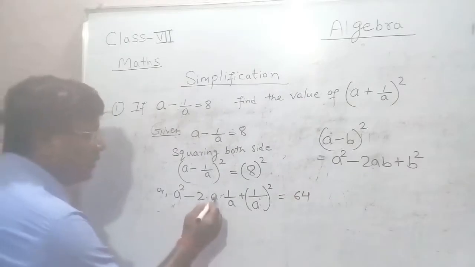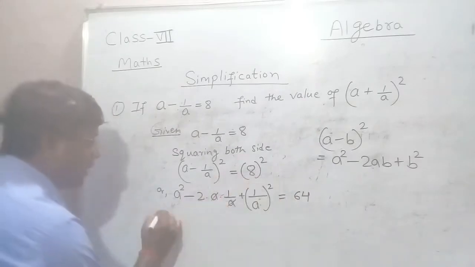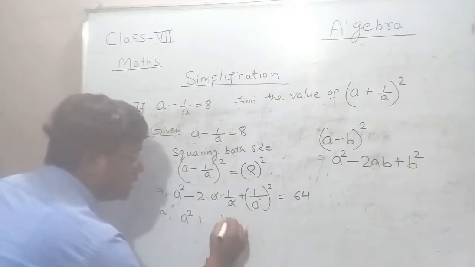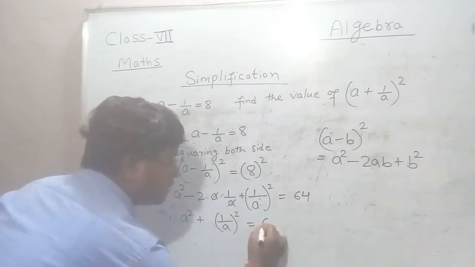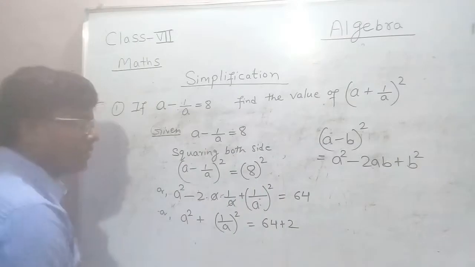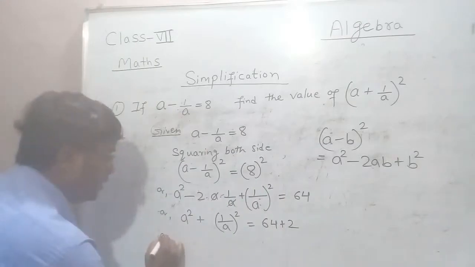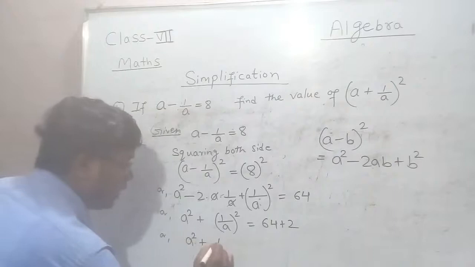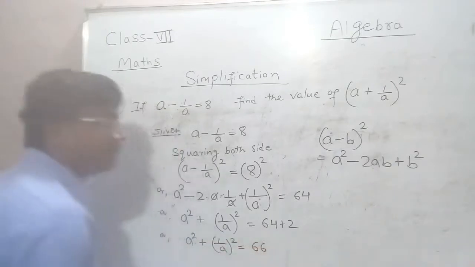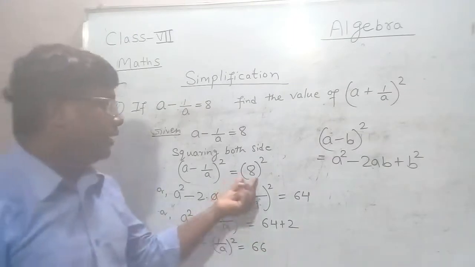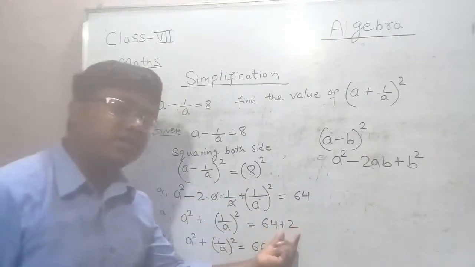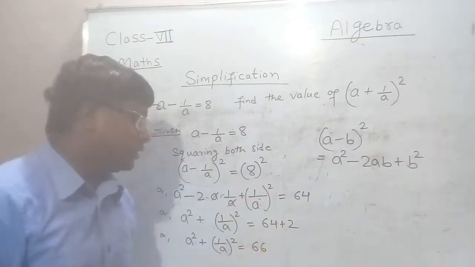Okay, so here what will happen, this a and a cancel, so minus 2 transfers to the right-hand side. What will it be? a square plus 1 upon a square is only remaining here, is equal to 64 plus 2, because here it is minus 2, it will go to the right-hand side, it will be plus 2. So what will be here? a square plus 1 upon a square is equal to 66. Here 8 square is 64, and minus 2 transferred to the right-hand side will be plus 2. So 64 plus 2 is your 66.